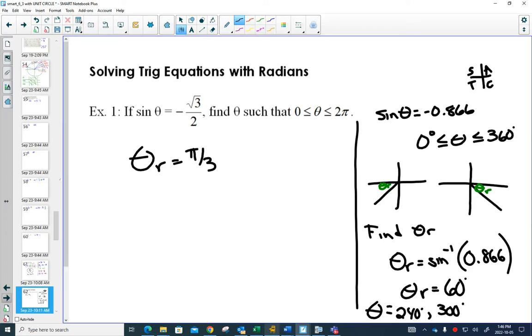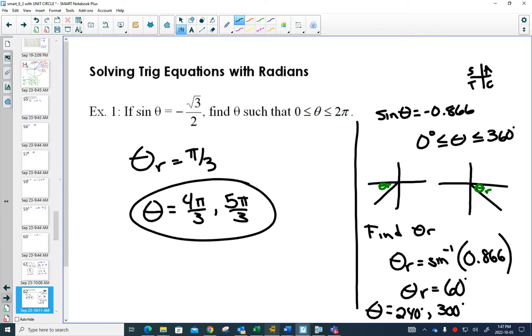But then using your CAST rule, you know it's in quadrant 3 and quadrant 4. So what is your pi over 3 family in quadrant 3? 4 pi over 3. What is your pi over 3 in quadrant 4? 5 pi over 3. And this is how we'll do it now in grade 12 without a calculator.